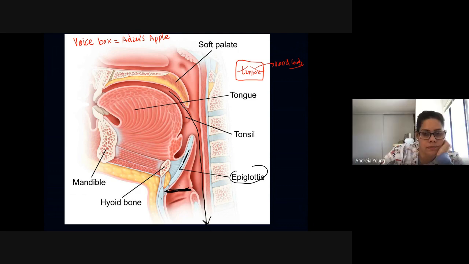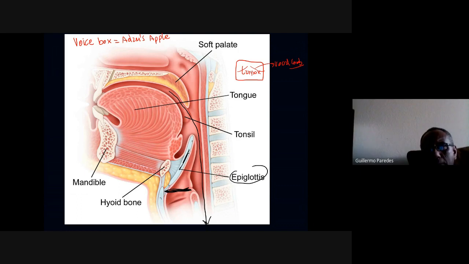Every time you swallow, the epiglottis is going to close, and it's going to prevent the food from getting into the respiratory system. And one thing here, the epiglottis is a cartilage. Every time you swallow saliva or whatever food, it is going to basically close the respiratory tract. It's going to close the larynx. Epiglottis, write that down, please.